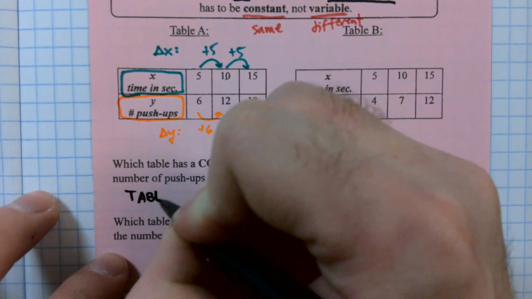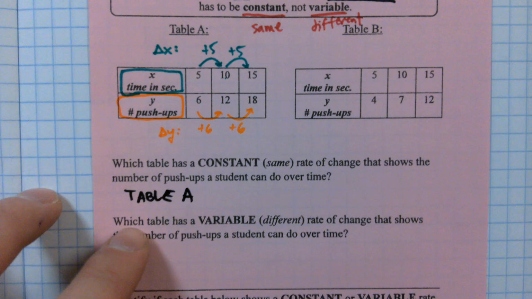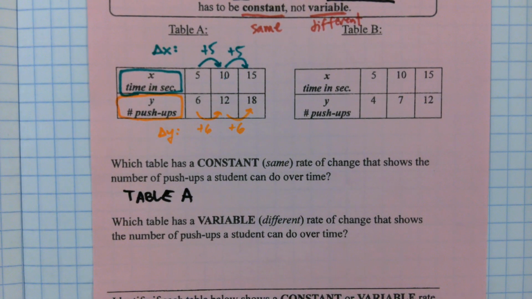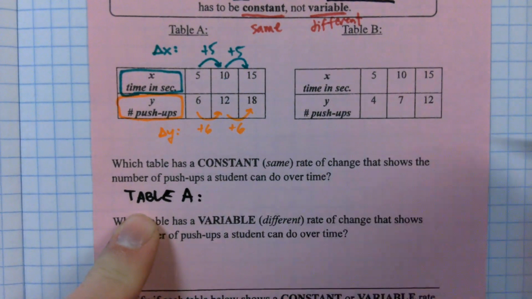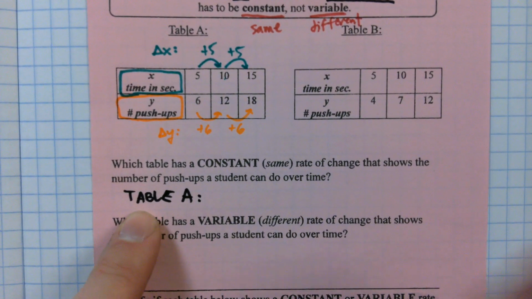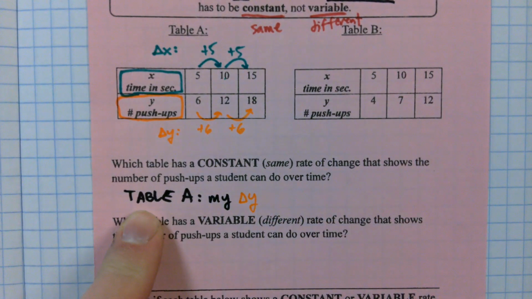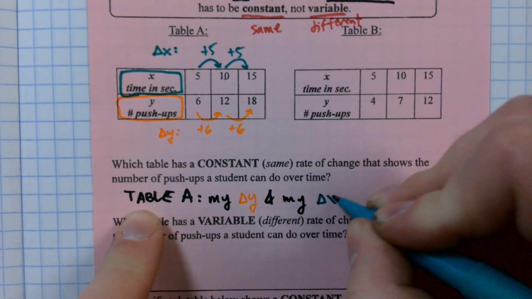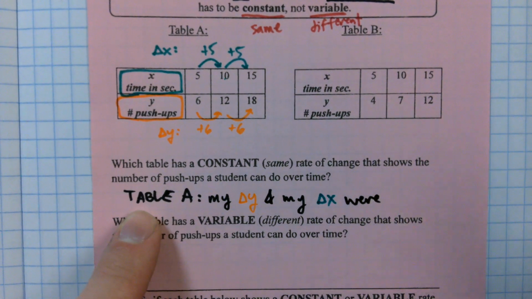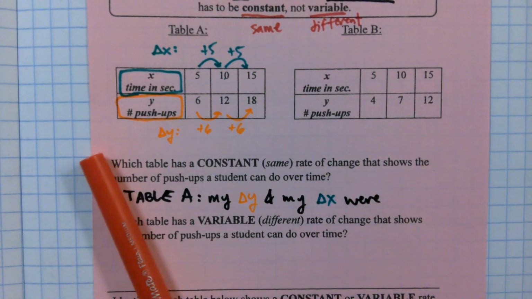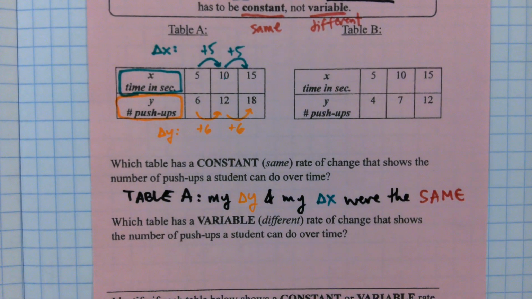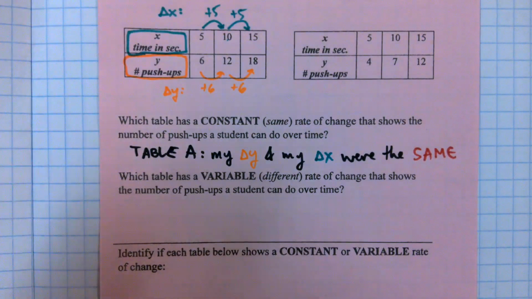Table A has a constant rate of change. My change in Y and my change in X were the same. That makes my relationship constant.